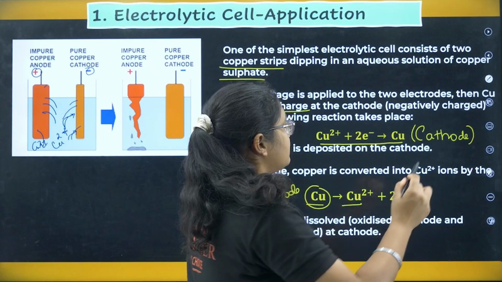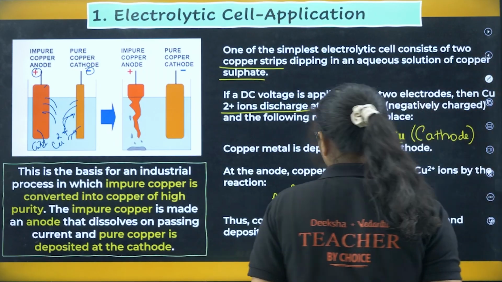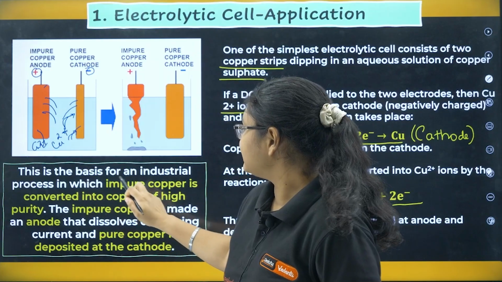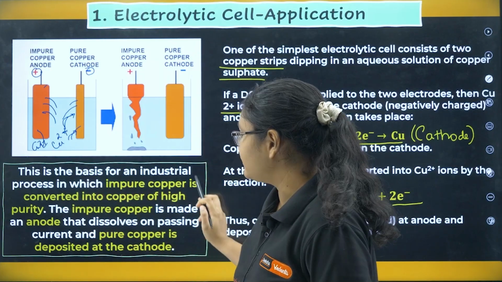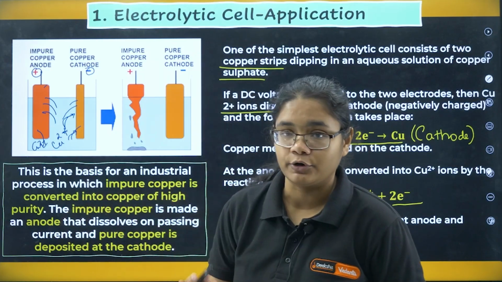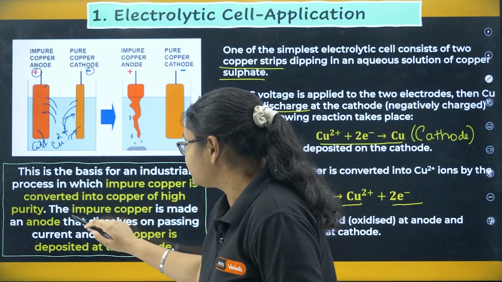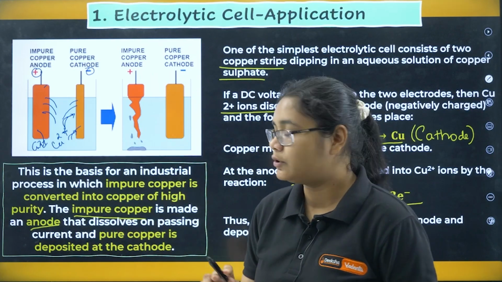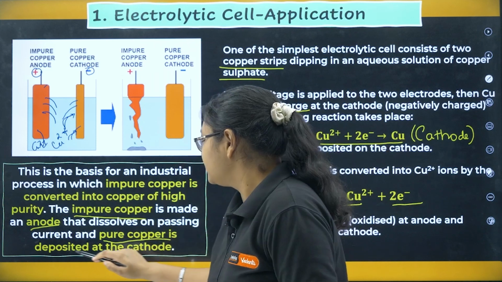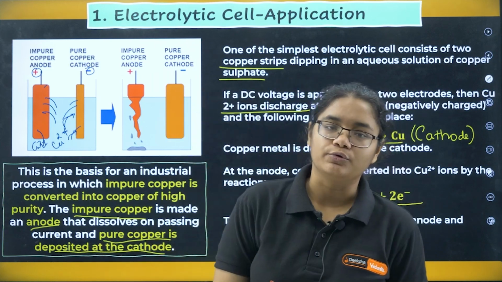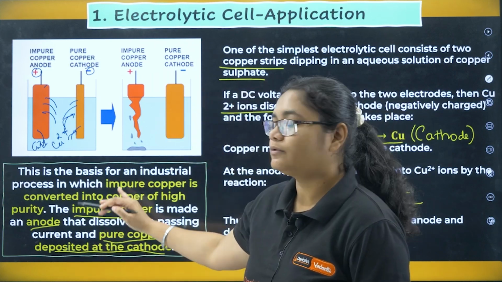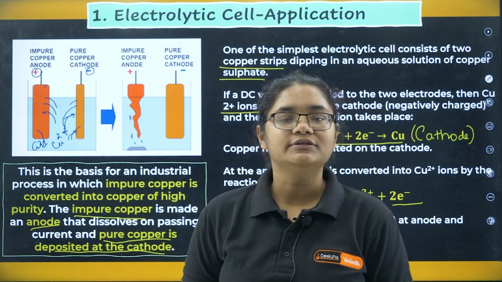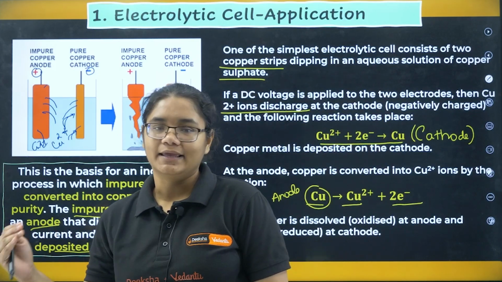There are various other metals also purified in this way. So you can see here, this is the basis for an industrial process in which impure metal is converted into pure metal. This question is asked many times: the impure copper is taken as the anode and the pure copper is deposited at the cathode. Okay, so this you have to remember or understand. Impure has to be on the anode side, pure has to be on the cathode side.